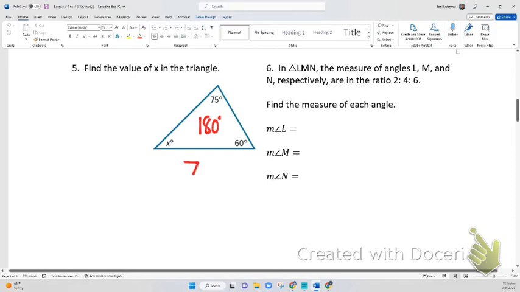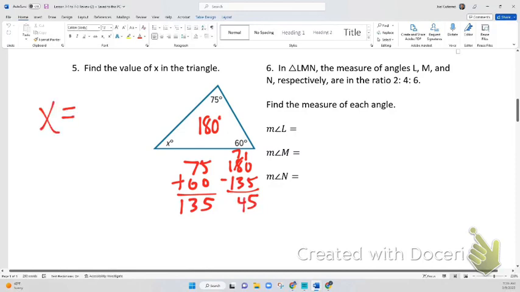You take the two angles that they have given you so far, so in this case 75 plus 60, you get 135. Then all you need to do is ask yourself, if the last angle has to add up to 180, then I just subtract 180 minus 135 to get the last angle, and you'll notice here that you get 45 degrees. So the value of x is 45 degrees.